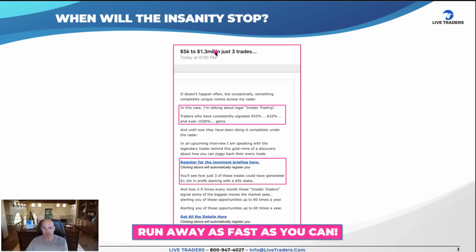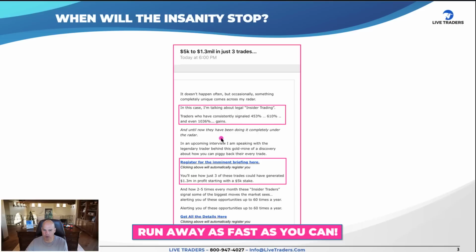5,000 to 1.3 million in just 3 trades. Okay? In this case, this is an advertisement, by the way. This is an advertisement that I got. In this case, I'm talking about legal insider trading. Guys, legal insider trading. Okay? Traders who have consistently signaled, that's a key word, signaled 453%, 610%, and even 1,036% gains. Legal insider, but look at the word, consistently signaled. It doesn't say they made, they said signaled, okay?